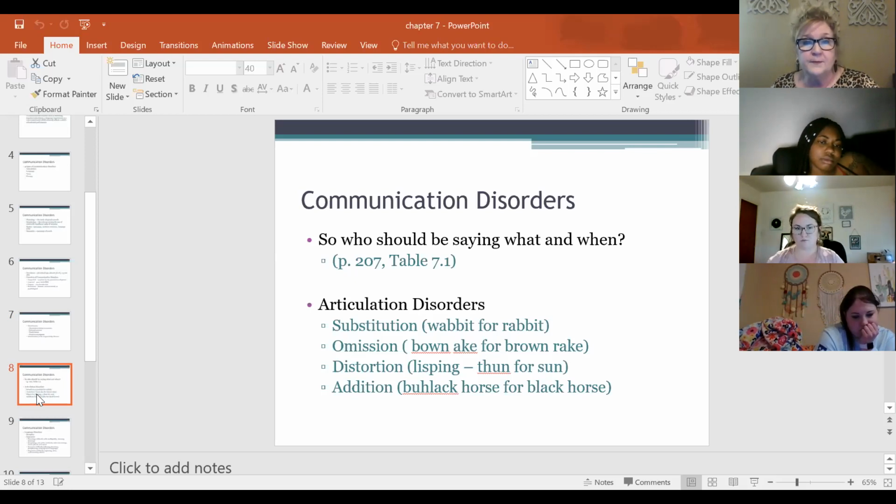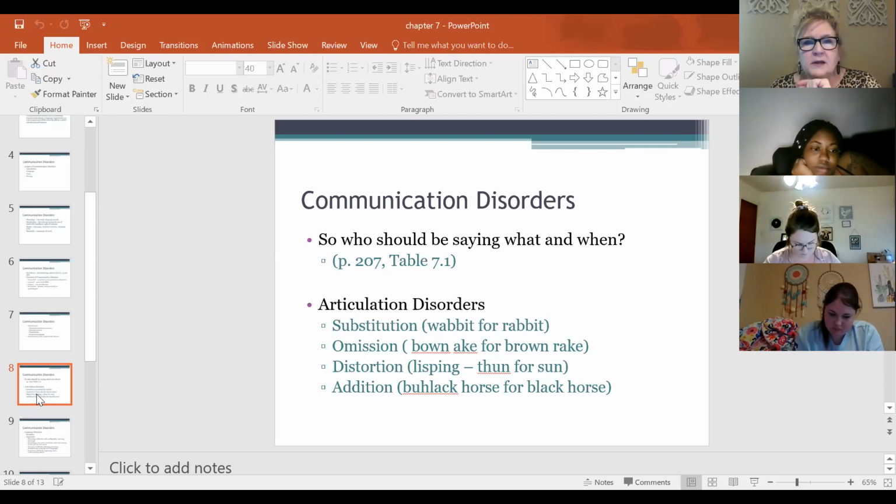So a substitution is like many children do, like Wesley did, says wabbit for rabbit, you know, like Elmer Fudd in the cartoons. You know, that wascally wabbit is a substitution. An omission is when the child leaves out a sound. And so they say brown ache for brown rake. So they're just leaving out the R sound in both of those words. A distortion is like a lisp. They say thun instead of sun. So they're changing the sound.